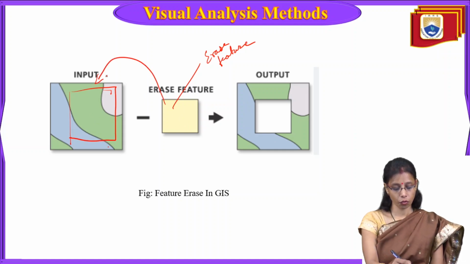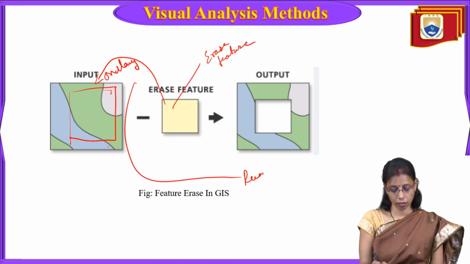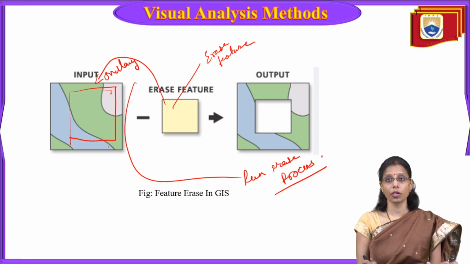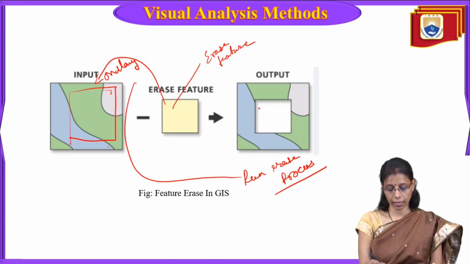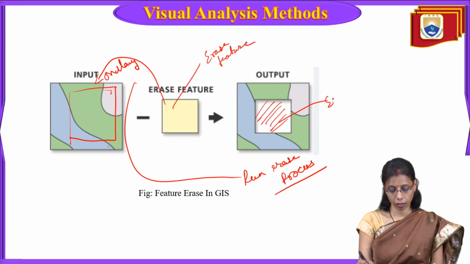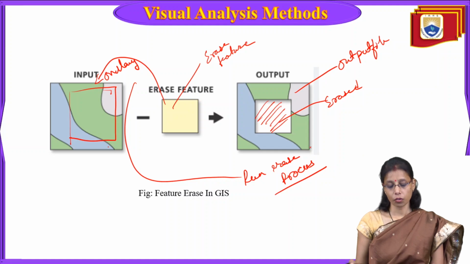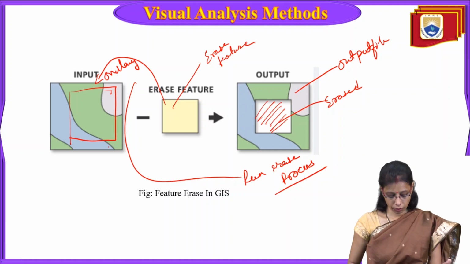So this much we are going to erase. So this is the erase feature. We are going to overlay and run the erase process. So once you run the erase process, this data will be erased. So this data is erased now, and this is your output file. Okay. So this is the analysis you can do in GIS while performing the visual analysis methods.